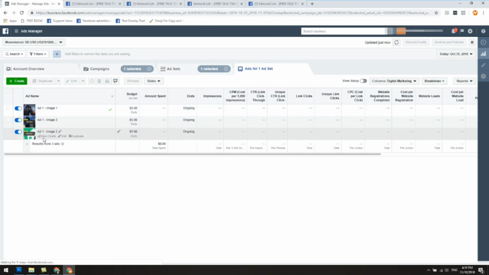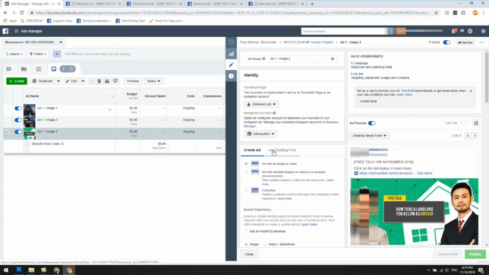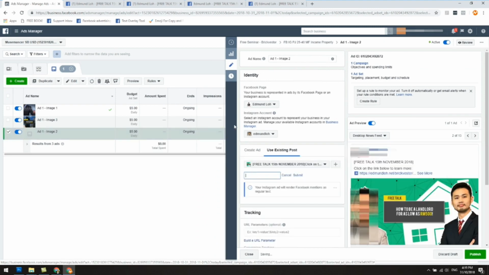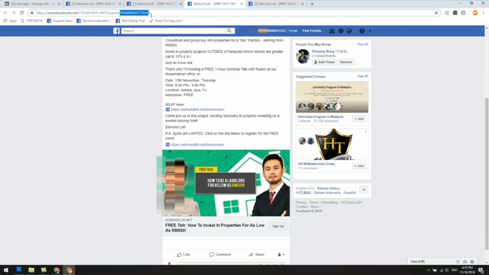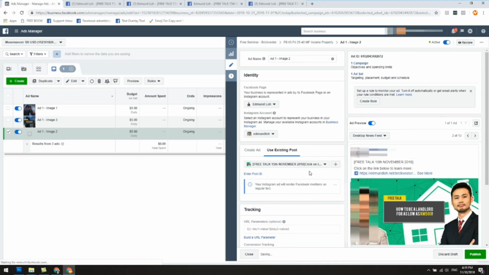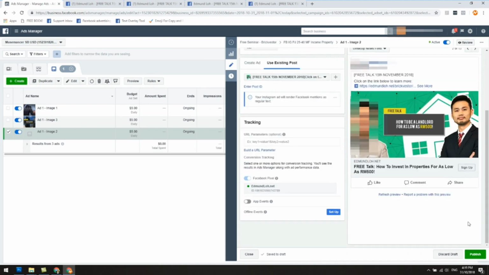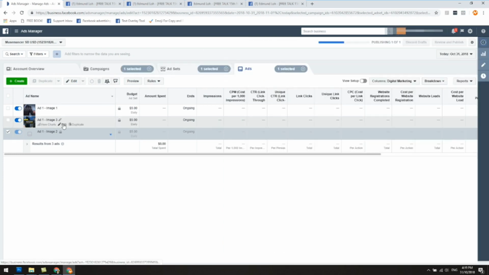Let's go to image number 2. Let's do the same thing. Click on use existing post, enter post ID, and then let's look for this post here. That's the correct one. Let's copy this code over here after post, paste it here, submit. And we're done with this one. Let's just click publish for this, and let's do the same thing for the third and the last one.